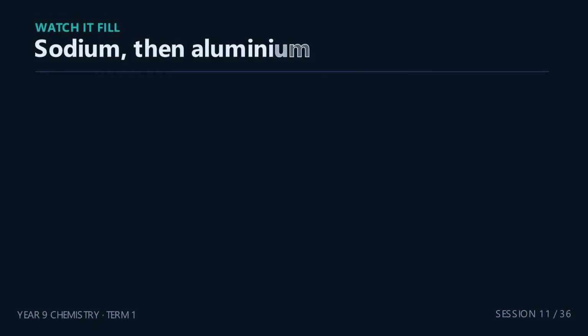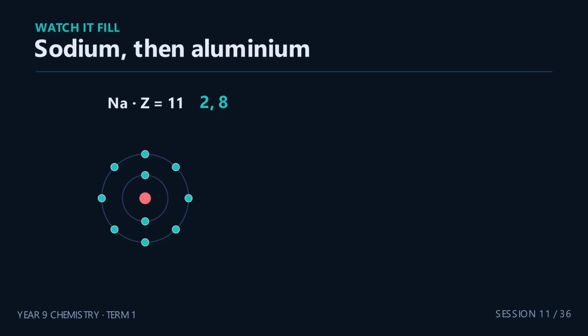Watch a configuration being built. Sodium has atomic number 11, so a neutral atom has 11 electrons. 2 go into the first shell, filled. 8 go into the second, filled. That leaves 1 electron, which starts the third shell. The configuration is 2, 8, 1.